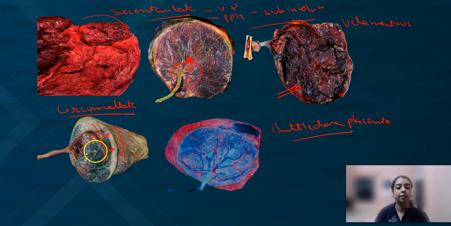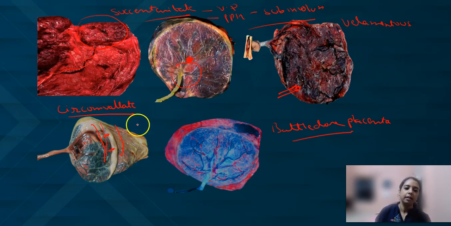This is circumvallate placenta, which is clinically important because it can lead to abruption and PPH. It can very well lead to that. So it is a clinically important abnormality in which there is a thick rim, and the placental vessels, the fetal vessels, abruptly end near this rim.